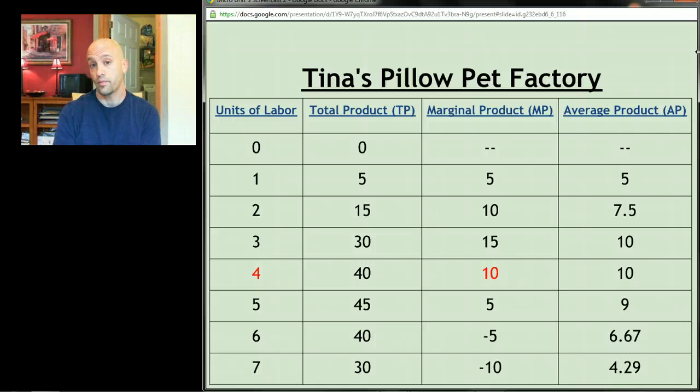After the third worker, or starting with the fourth worker, we start to see that fall in marginal product. That's where diminishing marginal return sets in. So I would say that in this example, diminishing marginal return sets in either after the third worker or beginning with the fourth worker. Either way is an acceptable way to say it.